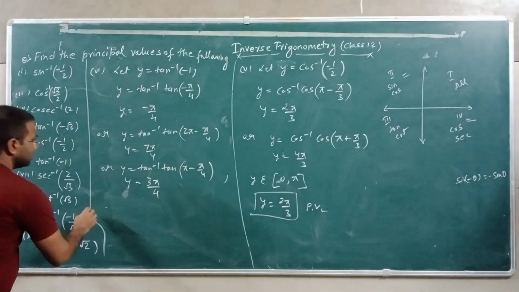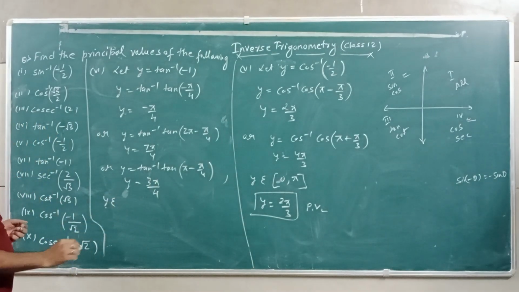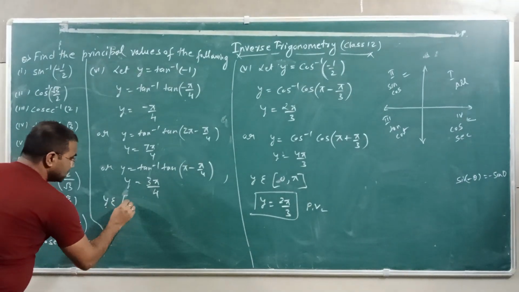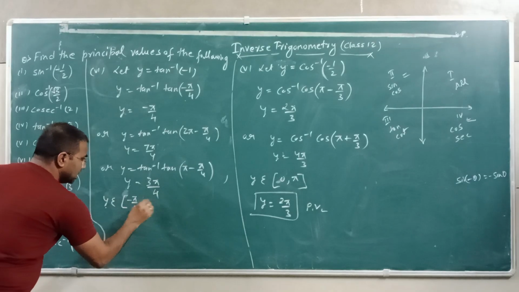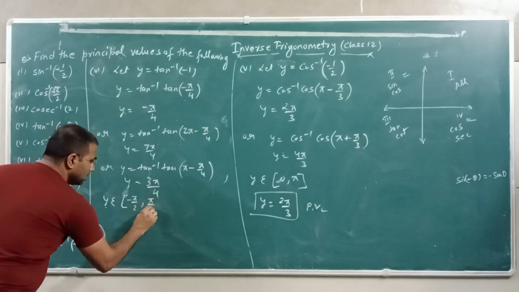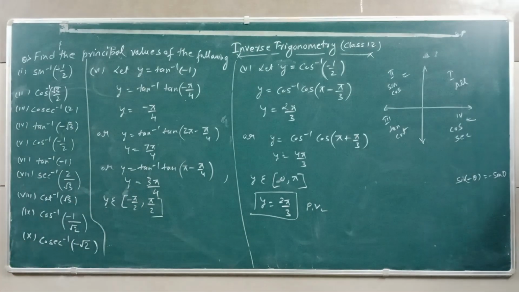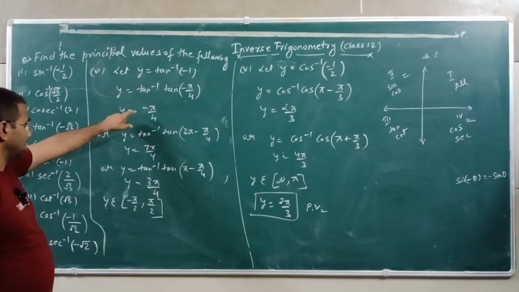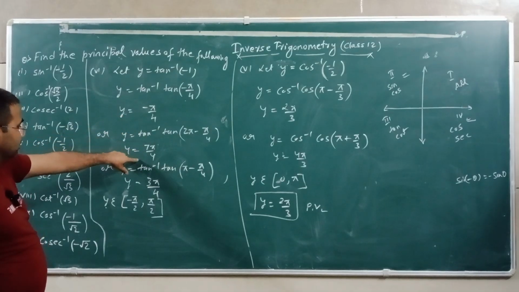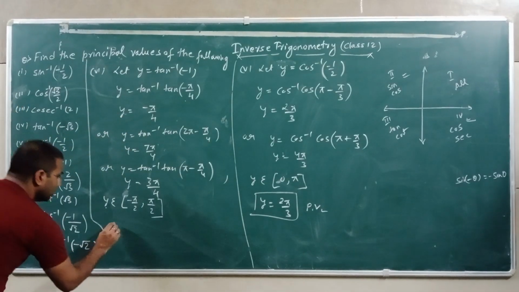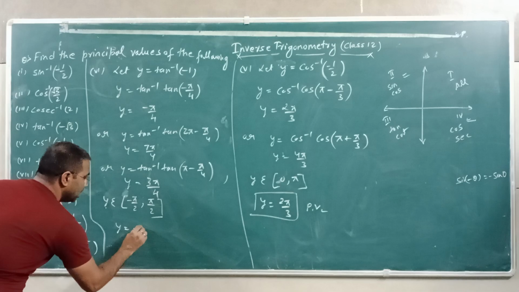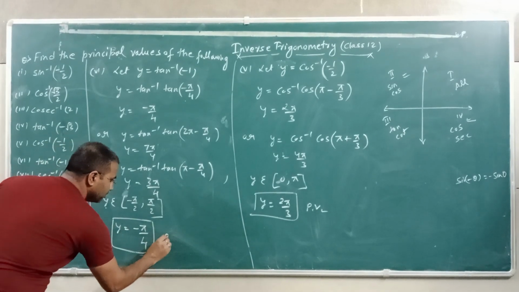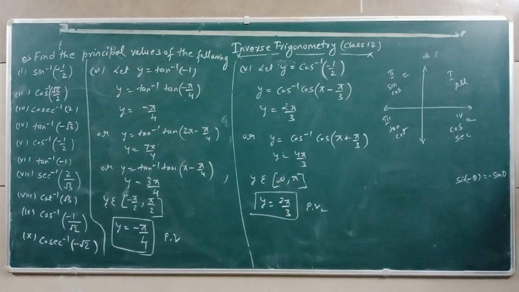Okay, but the range of y for tan inverse will be the same as for sine, minus pi upon 2 to pi upon 2. So see here, between this, which value will come? I think this value will come. This value will not come. So the principal value will be y is equal to minus pi upon 4. So this is the principal value of tan inverse minus 1.